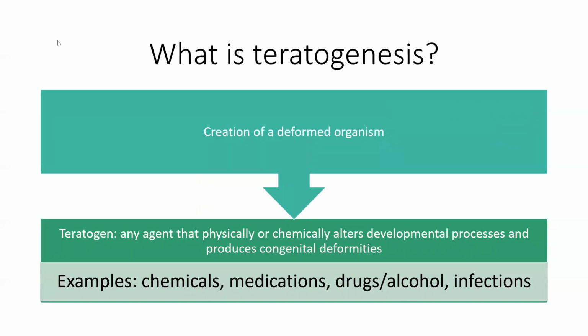So before we get into the pathologies, I wanted to talk a little bit about what teratogenesis is. So teratogenesis is the creation of a deformed organism, and this is typically done through teratogens, which is any agent that physically or chemically alters the developmental process and produces congenital deformities. So examples of this can be chemicals, medications, drugs, alcohol, infections, and many other things.